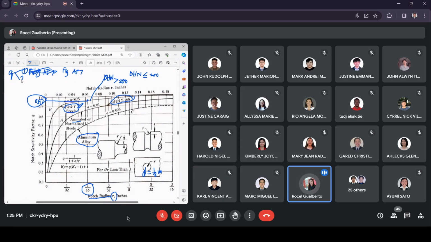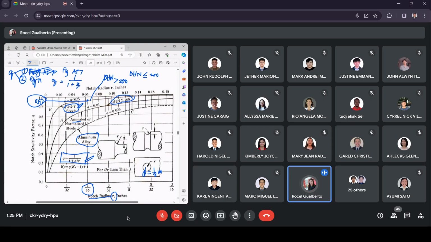Now, another way to obtain the value of Q is through an equation. So you make use of an equation. And where is that equation? That is also in your figure AF7. So you look at this equation, and this is an equation for Q. Q equal to 1 over 1 plus A over R. So you use the equation Q equal to 1 over 1 plus A over R.